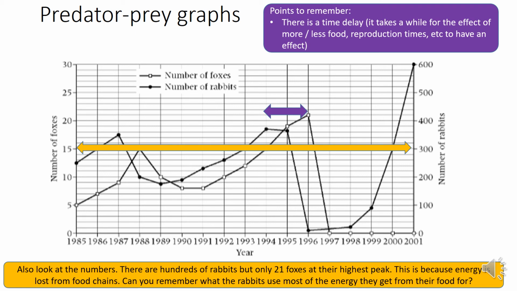So on this graph, even at the highest peak in 1996, there are only 21 foxes, but yet for most of the time there are hundreds of rabbits. The reason for this is because energy is lost from food chains.